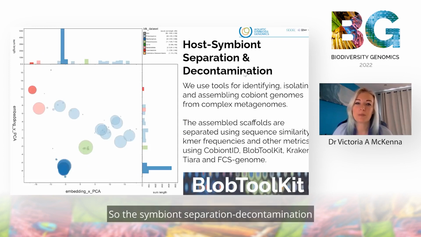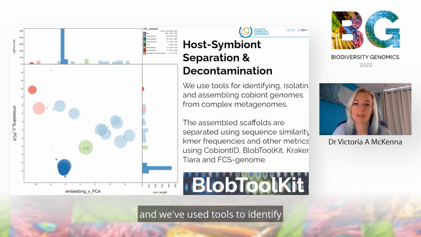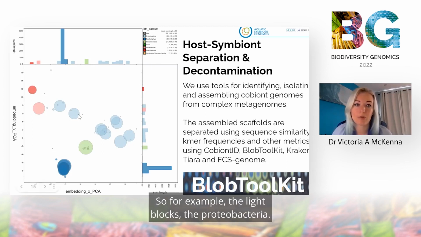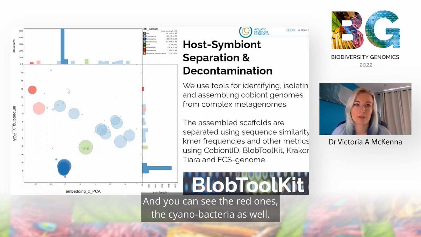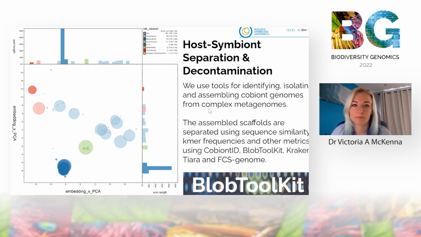So the symbiont separation and decontamination has been one of the most difficult steps, and we've used tools to identify and isolate the symbiont genomes from the complex metagenomes. The assembled scaffolds are separated using sequence similarity, k-mer frequencies, and other metrics. One of them is BlobToolKit, which you can see on the left. For example, the light blue blobs are the proteobacteria, and you can see the red ones are the cyanobacteria as well.